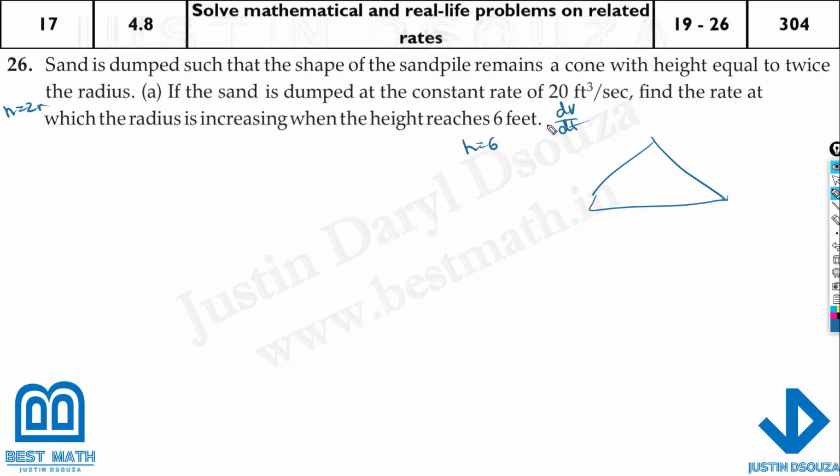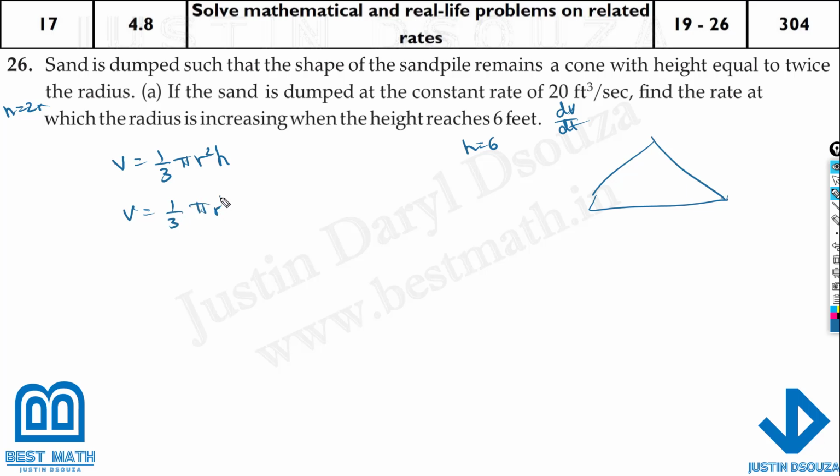H is 6. Okay, we know the formula for this, right? Volume of a cone is 1/3 pi r squared h. There is r squared and h. Whereas for the sphere, it will just be r cubed. There is no h involved. So how do we solve this? First, substitute what is known. Height is equal to 2 times the radius. So here, first of all, what is required is if the sand is dumped, find the rate at which the radius is increasing. So we need the dr by dt.